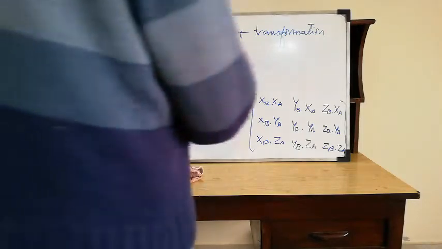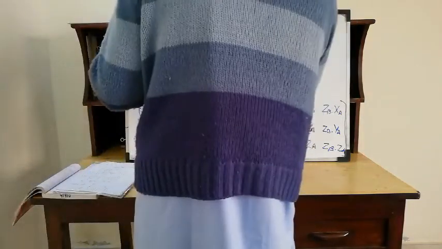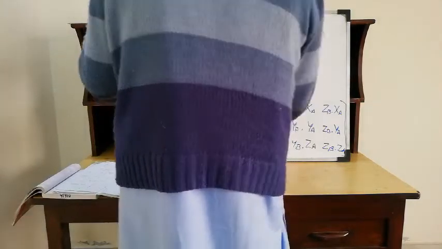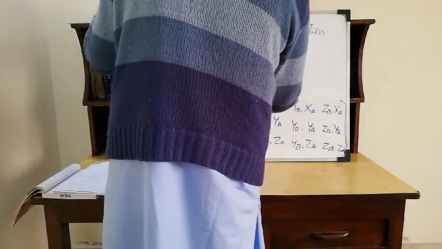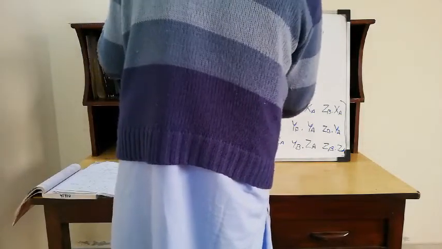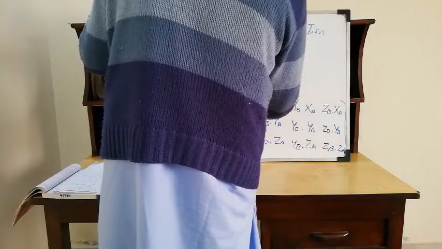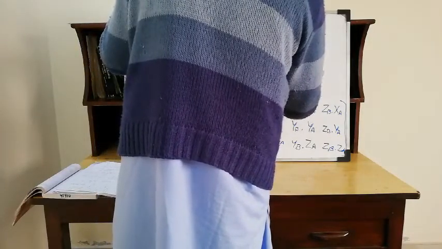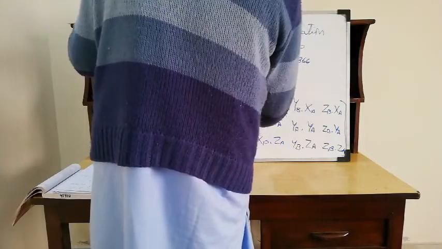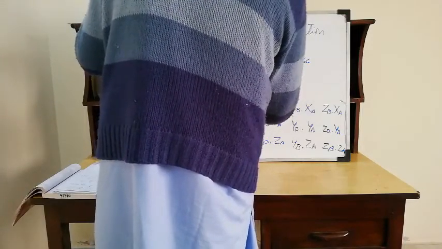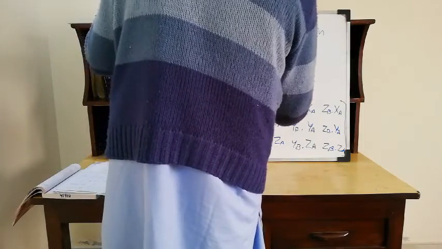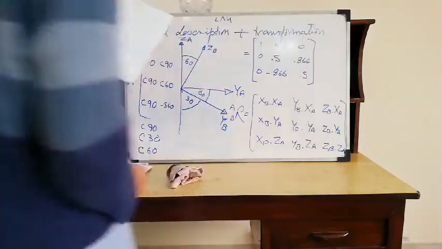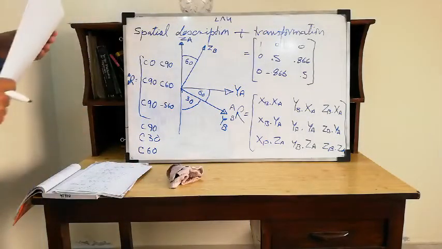And if I put down the values, we got 1, 0, 0, 0, 0.5, 0.866, 0, minus 0.866, 0.5. This is what we got here.